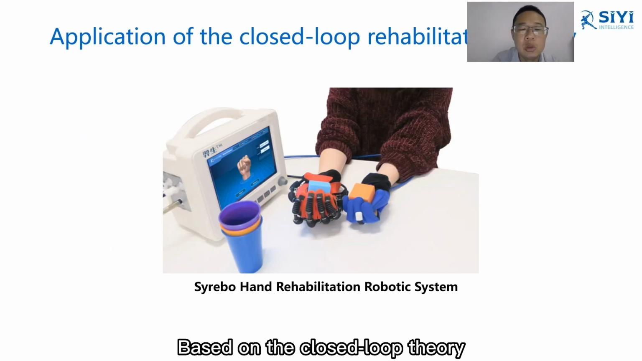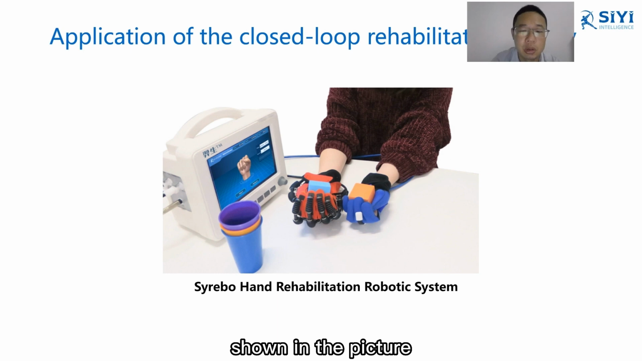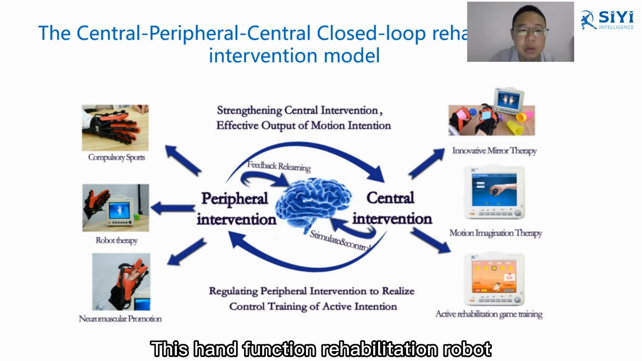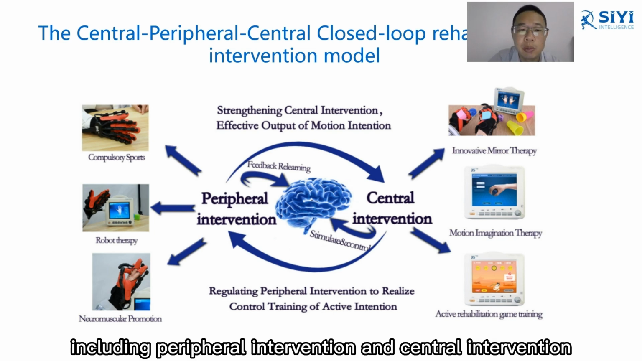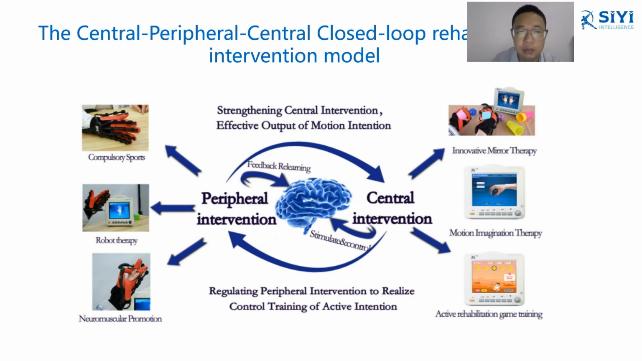Based on the closed-loop theory, CE Intelligence Company developed the hand function rehabilitation robot shown in the picture. This hand function rehabilitation robot integrates a variety of training modes, including peripheral interventions and central interventions. I'll explain it to you in detail later.